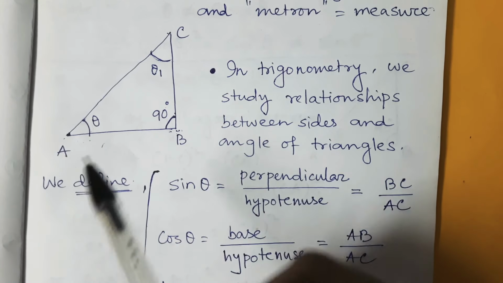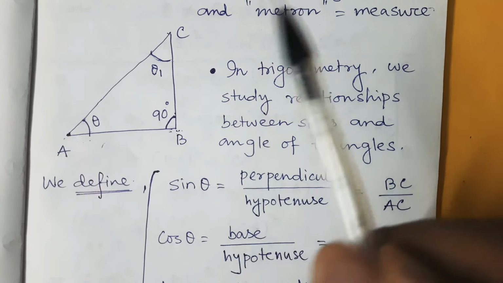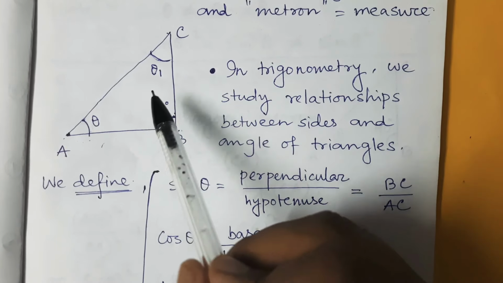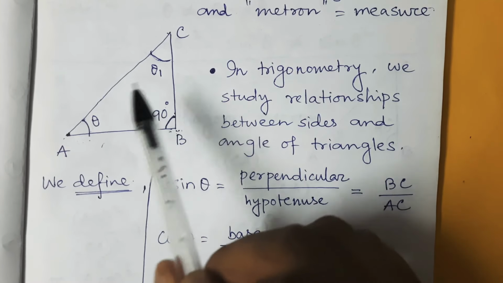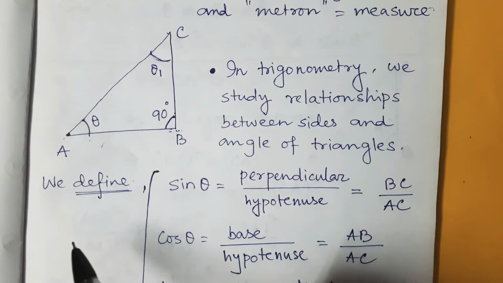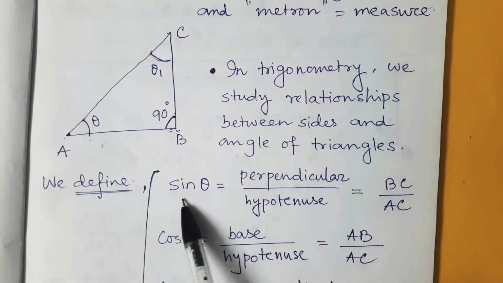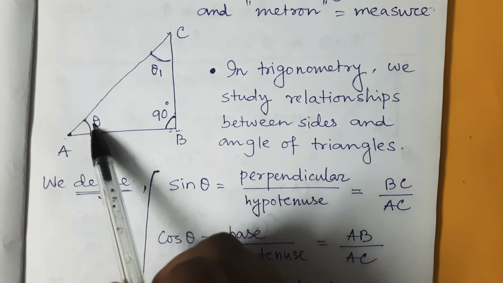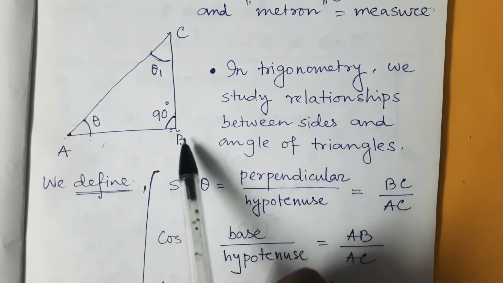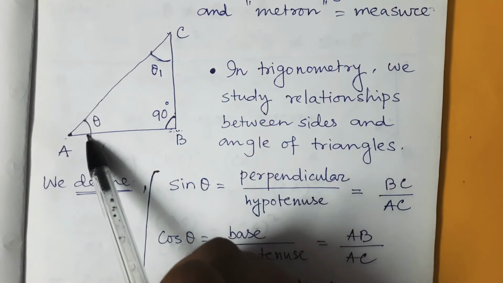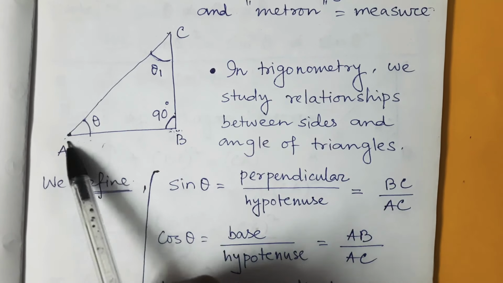This is a very important point when you will be solving some exercise problems. They will flip the triangle and ask you some questions, so you must be very careful about that. Whenever we are saying sin theta, that means we are considering this angle, the angle BAC, which is theta. That's why this is the base.